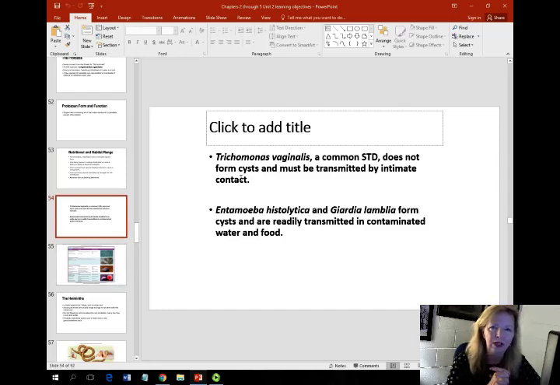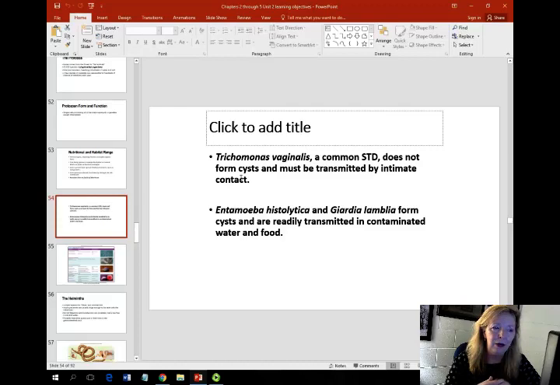But one of the ones I want you to know about that's very common is a sexually transmitted protozoa. It's called Trichomonas vaginalis. Some people refer to this as a trich infection. Most men are asymptomatic. They can have it in their urethra, the penile portion of the urethra, and certainly it's easily transmitted to a partner, but they don't have any symptoms of it.